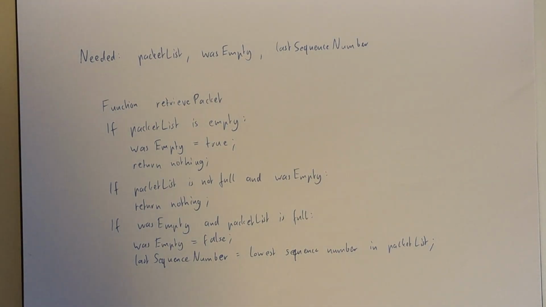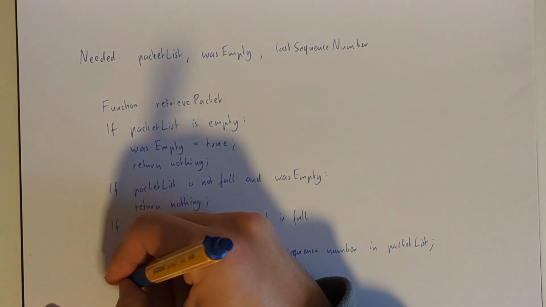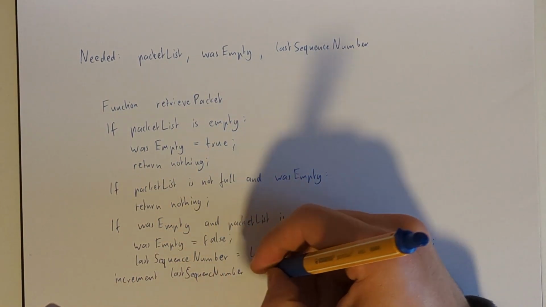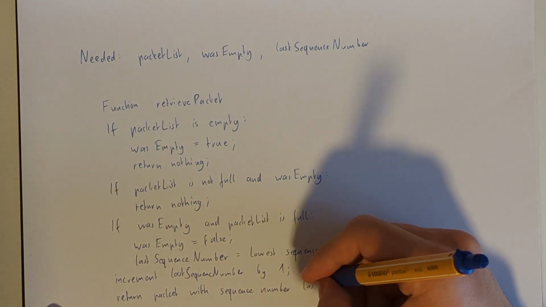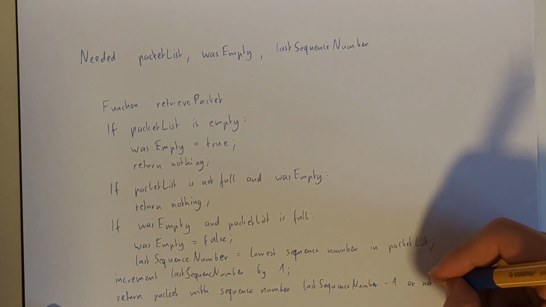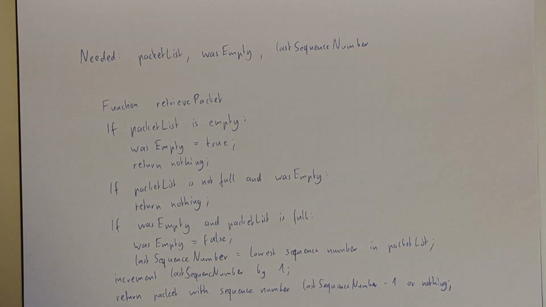And now to finalize the function, all we're gonna do is increment last sequence number by 1 and return the packet with sequence number equal to last sequence number minus 1 to the receiver. If there isn't a packet with the sequence number, we return nothing. We have to take the packet with sequence number last sequence number minus 1 here because we're starting at the lowest sequence number and we of course wouldn't want to just play the next packet straight away.